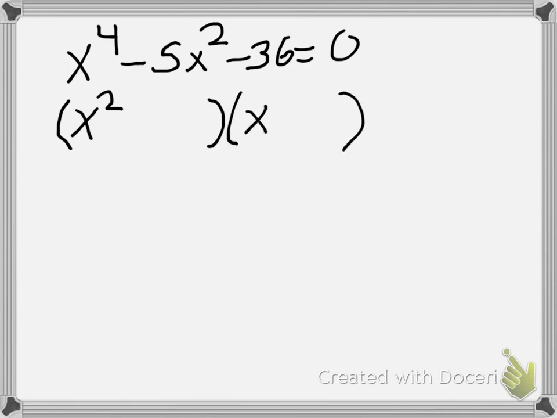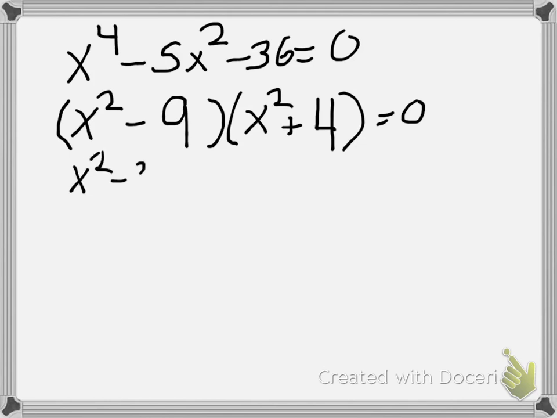You just have to factor it with x squared as your leading term. So you have x squared and x squared. Now what multiplies to get negative 36 and adds to get negative 5? Well, 9 times 4 sounds like a good deal to me. So I've got a 9 and a 4. This should be a minus 9, and this should be a plus 4, and that equals 0. So then you end up with x squared minus 9 equals 0 and x squared plus 4 equals 0.